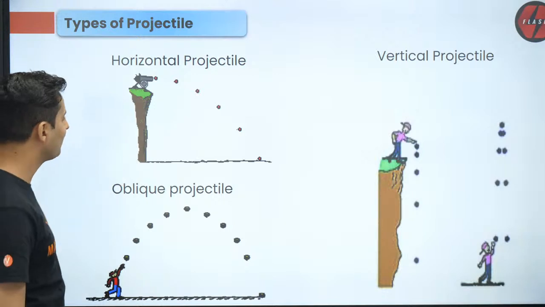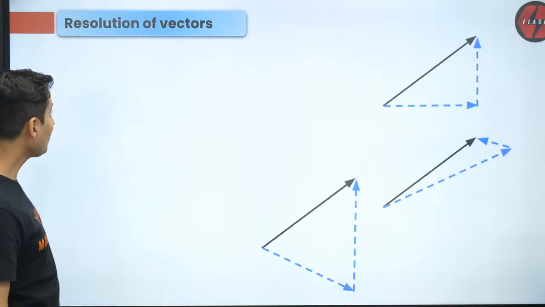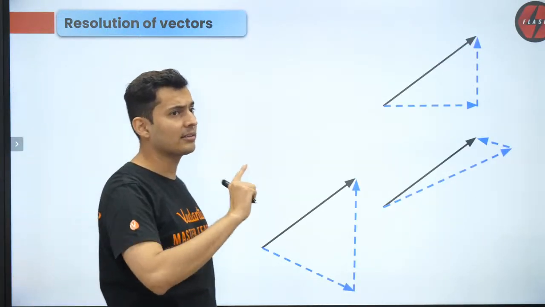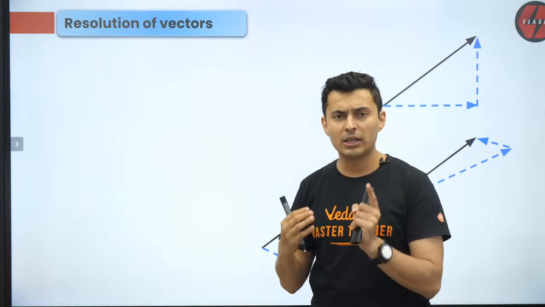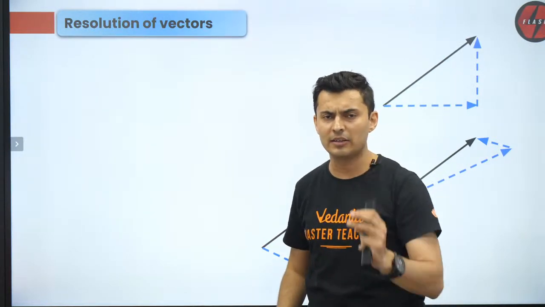Now, that was horizontal projectile. I think the diagram came just now. Anyways, let's talk about resolution of vectors. Now, I know, don't worry, Niharika, just join in. You probably just missed one, 3 minutes or something.